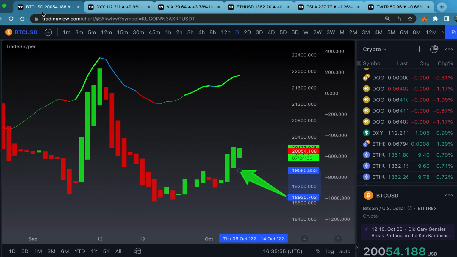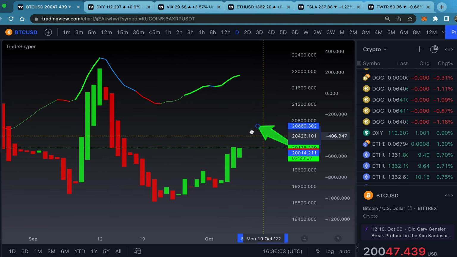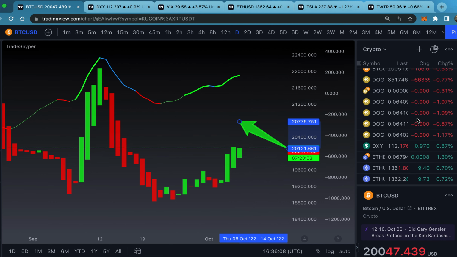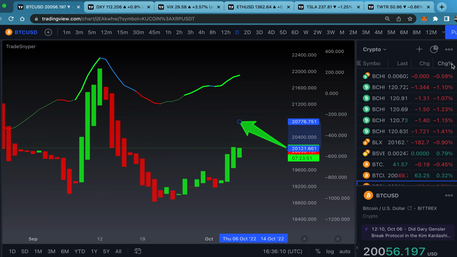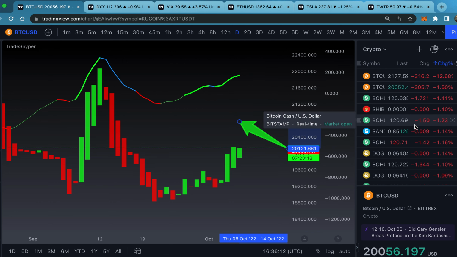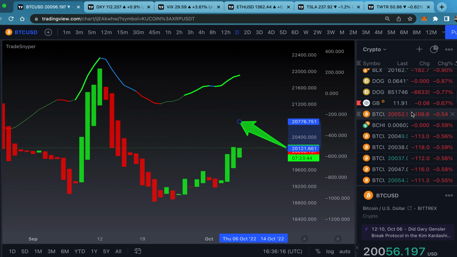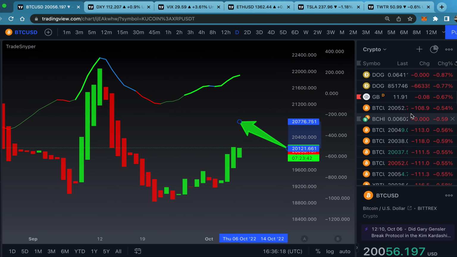Today, we're going to be taking a look at Bitcoin, the dollar, the volatility index, Ethereum, Tesla, Twitter, and a couple other cryptos and stocks. Let's get into it. As you can see on the right side here, the crypto market is starting to pull back right now. And we're going to take a look at some of the charts and indicators to let us know where we think this is going.